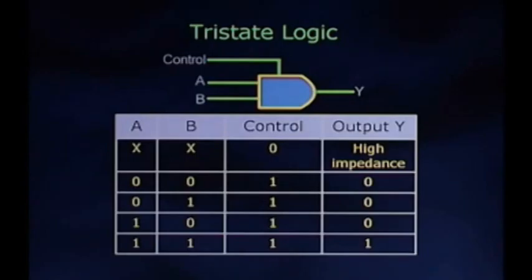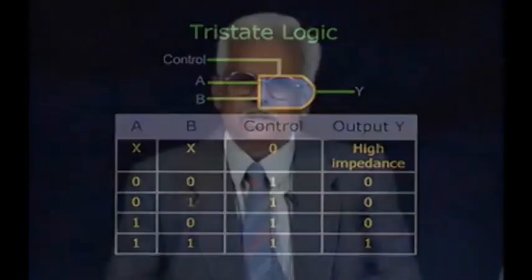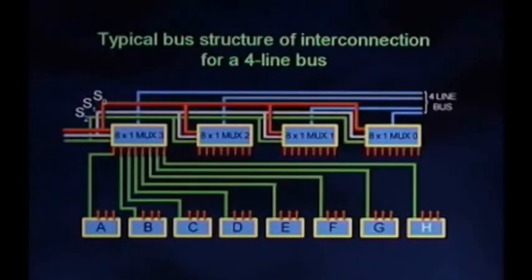Tri-state logic devices are available for all the types of logic devices that are generally available. So, you can either use a normal logic device or a tri-state logic device at the appropriate point depending on the requirement. A typical interconnection of the 4-line bus is shown in the diagram. We will now show a typical bus structure of interconnection for a 4-line bus. The same diagram can be expanded for any number of lines, whether it is an 8-line bus or a 16-line bus or a 32-line bus. For simplicity, we have shown a 4-line bus here.